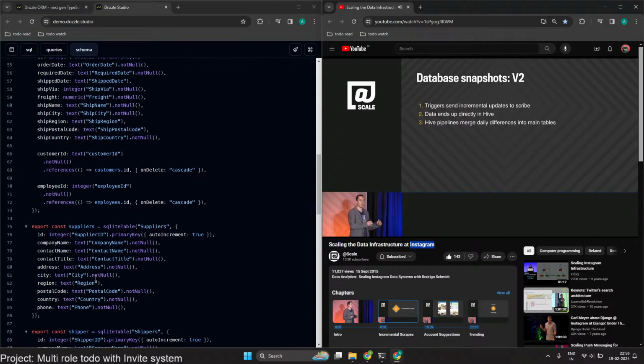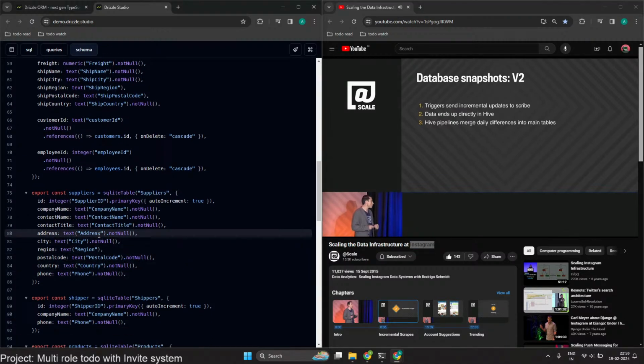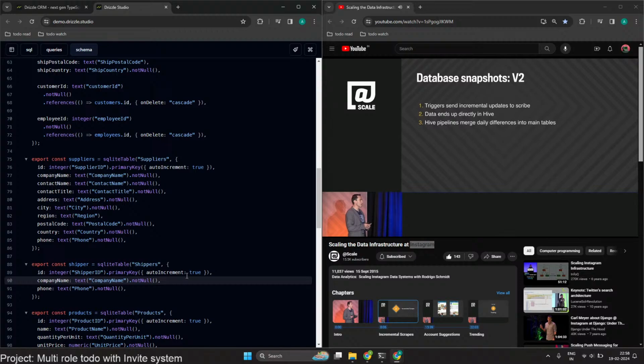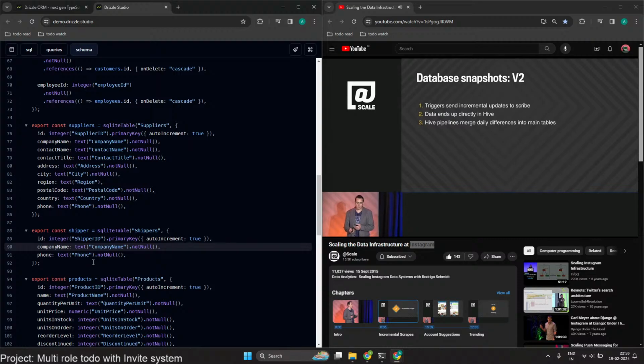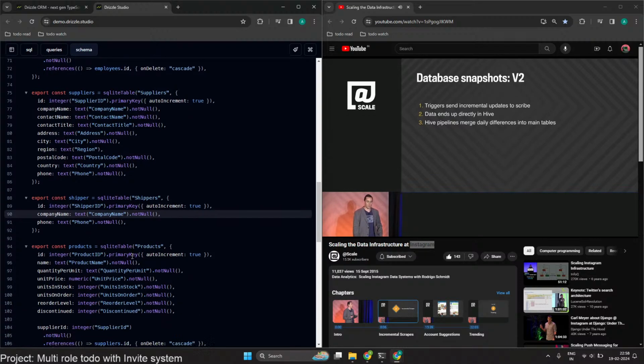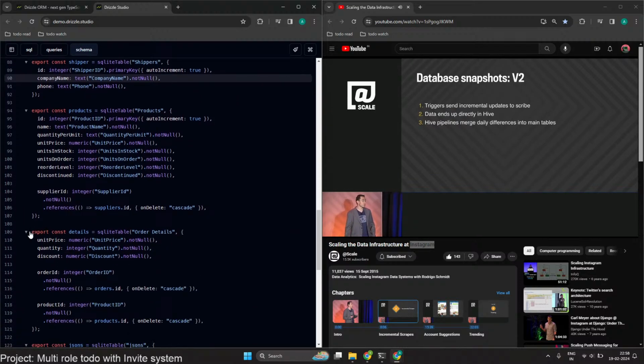So we already have the pipeline set up that we can take the Scribe data and load it into Hive. And from there, we would run pipelines on a daily basis that would merge the incremental data with the snapshots from the day before and create the snapshots for today. That was a completely different system, but that was the best solution. That was the simplest solution we could come up with for the problem that we had at that point.